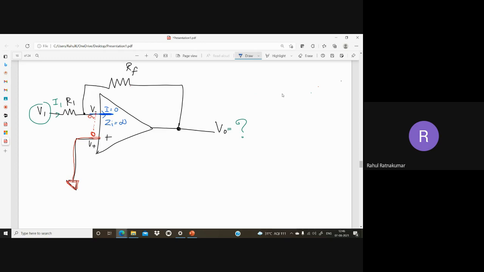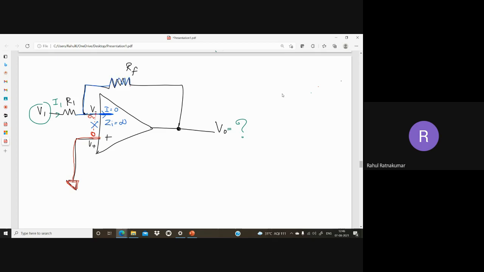So what happens to the current? It cannot go to the ground also because there is no physical connection in virtual ground. So it has to go to the feedback path. The current has to go through the feedback resistance, it is coming as IF and going to the output. Because of the infinite input impedance, my current will be going to the feedback path, right?